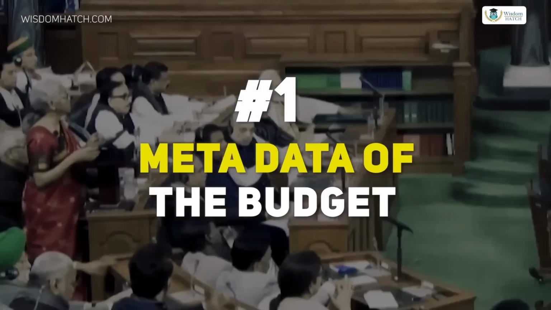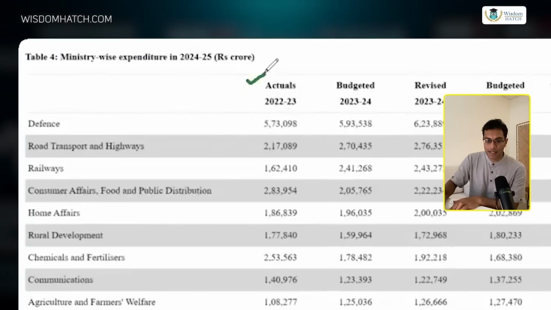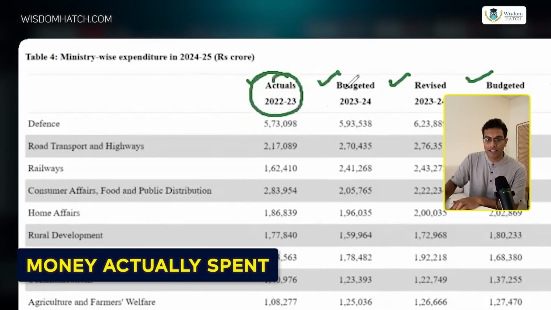So back to the video, and the first key point that I will help you understand is the metadata of the budget. Here you need to know, for example, this is the table. Please look at this. Actuals, budgeted, revised, budgeted. What does this mean? Actuals means how much money was actually spent.